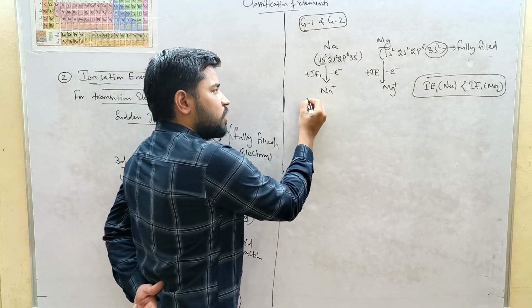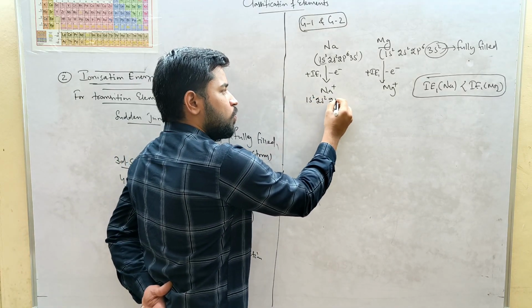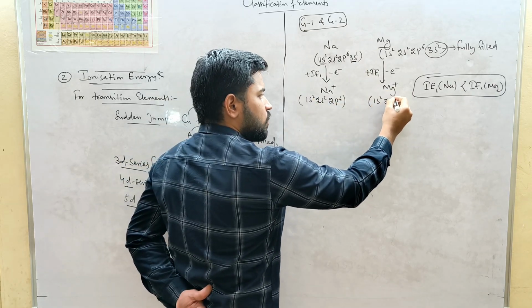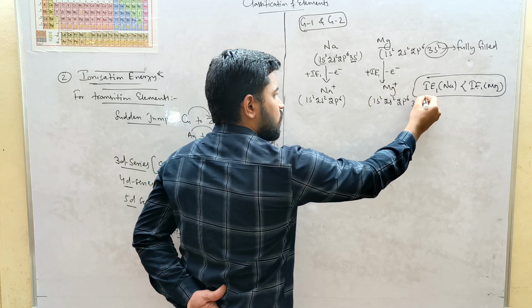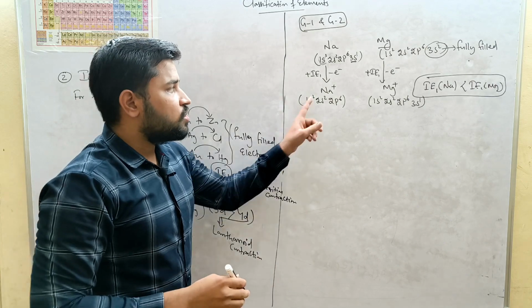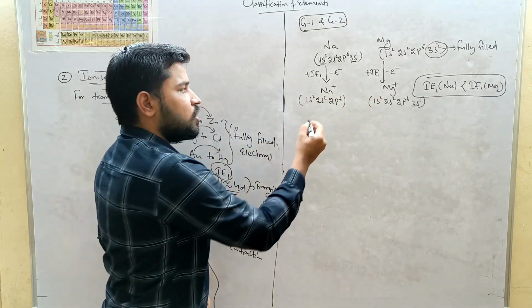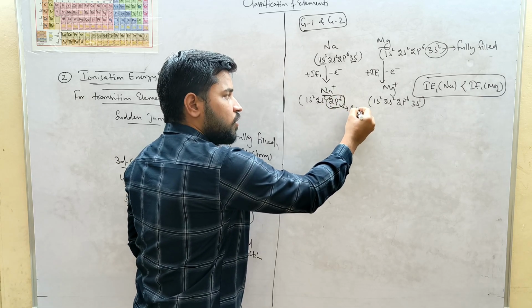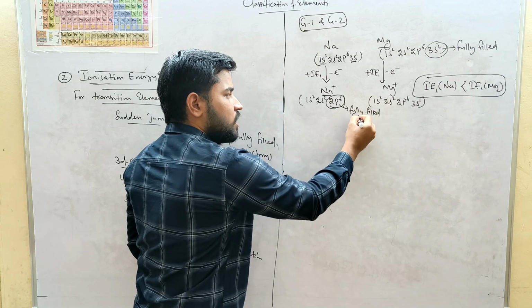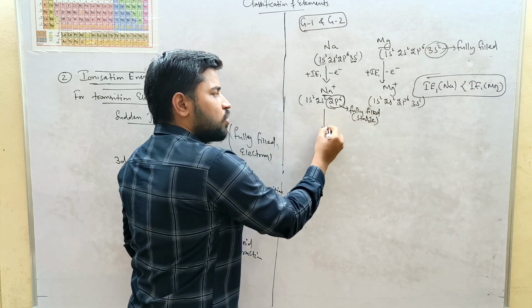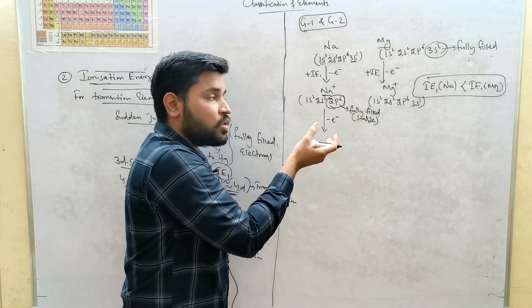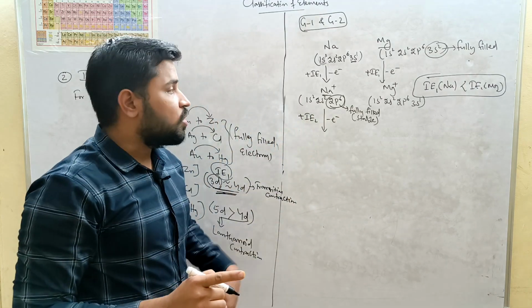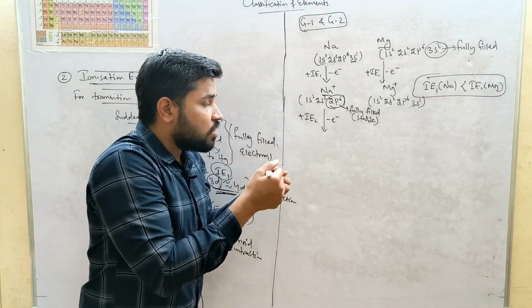And now what does the electronic configuration become? For sodium, 1s2, 2s2, 2p6, because one electron is gone. But for magnesium, 1s2, 2s2, 2p6, 3s1. Now you see the electronic configurations of Na plus and Mg plus. In the case of Na plus, you can see it is 2p6. 2p6 means fully filled, and fully filled means highly stable. To remove one more electron from this Na plus unipositive cation, you have to apply second ionization energy, which is always higher because it is highly stable. So that's why you have to apply more energy.